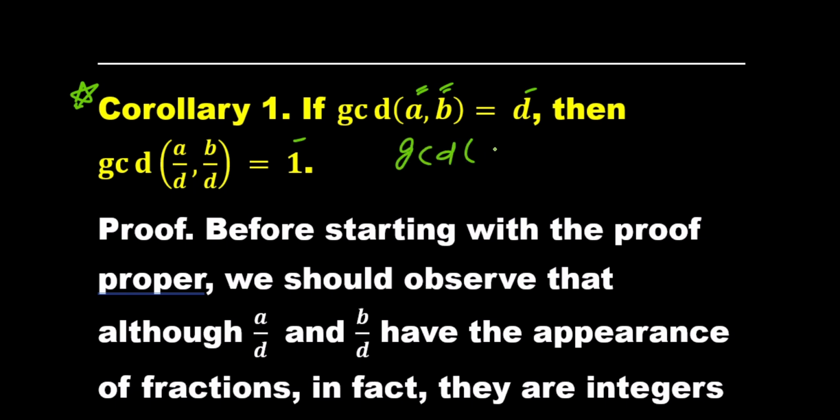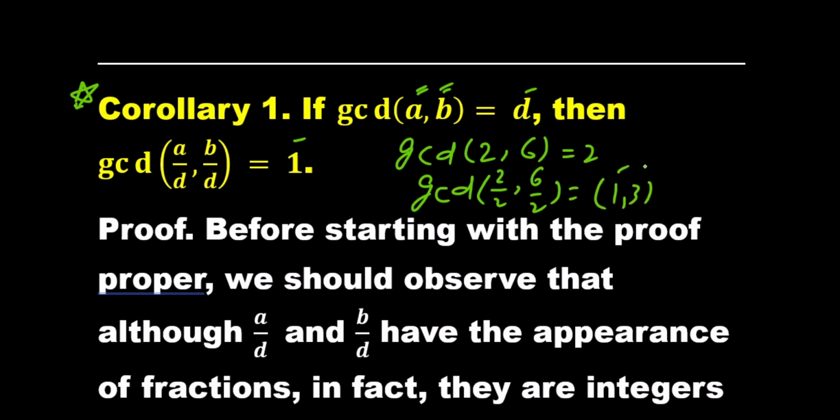Suppose GCD of 2 and 6. What is the GCD of 2 and 6? Which greatest number divides both of them? This is equal to 2. Now if we divide both of the integers by this GCD, we have the fractions 1 and 3. Now if we find the GCD of 1 and 3, this is equal to 1. So if we divide these integers a and b by the greatest common divisor d, then the GCD of these fractions a over d and b over d is always equal to 1.